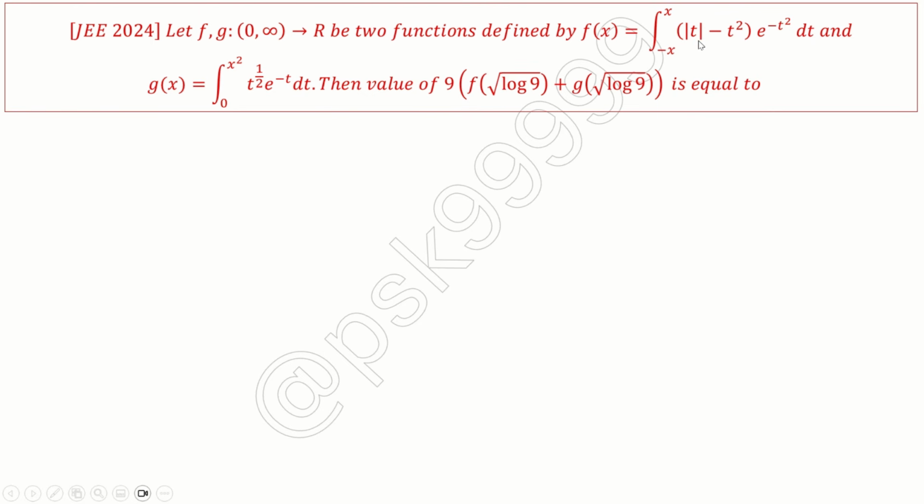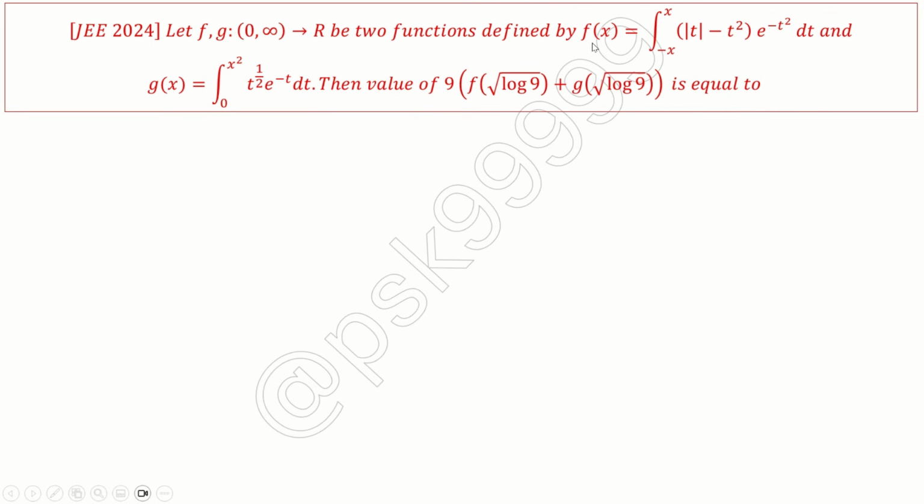So how do you remove this modulus? That is difficult, one thing. And solving this integration is also not so easy. Even if you consider this as t, it is not easy to solve this integration. So the only thing is to look at finally what is asked. The sum f of a plus g of a is asked, correct? So how do you get that? You sum up these two, f of x plus g of x, and at that point also the integration is not so easy.